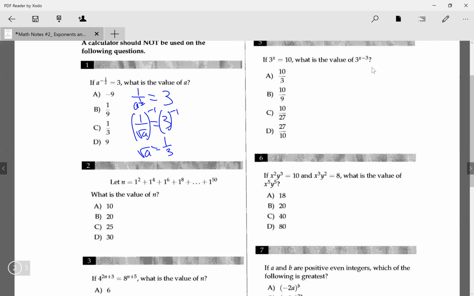And now we're going to square both sides, and using the same fraction square rule, I'm going to square the top and the bottom, and that's going to give me a equals 1 over 9, and that's the same as answer choice B.